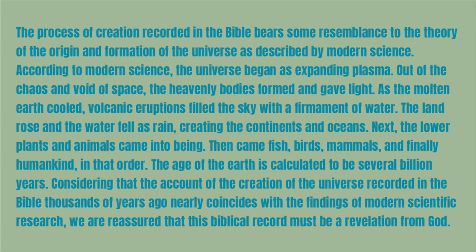The land rose and the water fell as rain, creating the continents and oceans. Next, the lower plants and animals came into being. Then came fish, birds, mammals, and finally humankind in that order. The age of the earth is calculated to be several billion years.